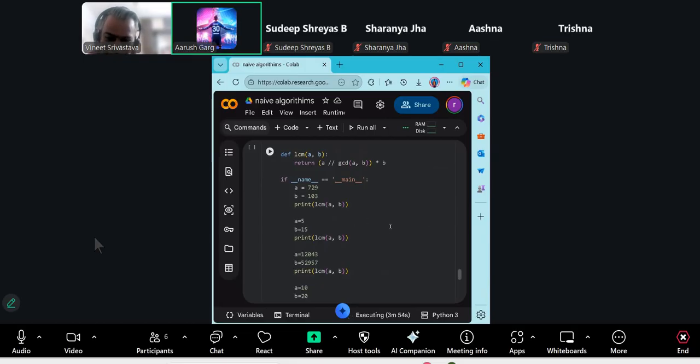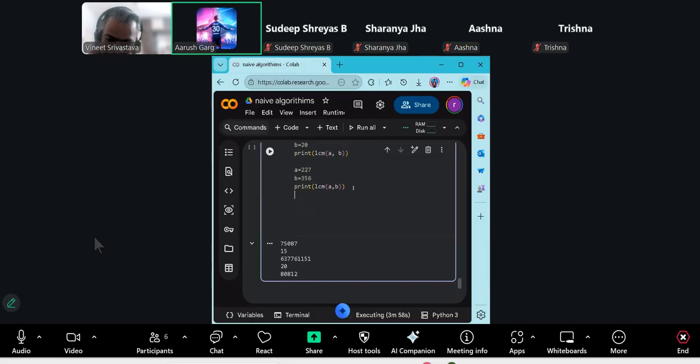Example, we have 12 and 18. The GCD of that is 6. I'll add the hashtag later. Then we divide the product of 12 and 18 by 6. So basically, it would be 12 times 18, which is 216, divided by 6, which is 36, which is the LCM of both.